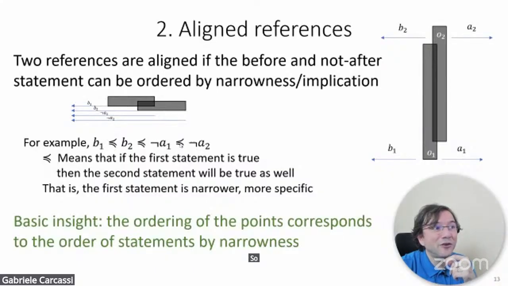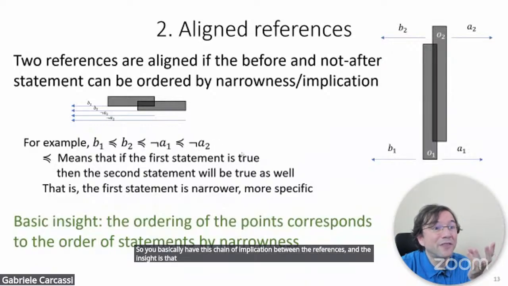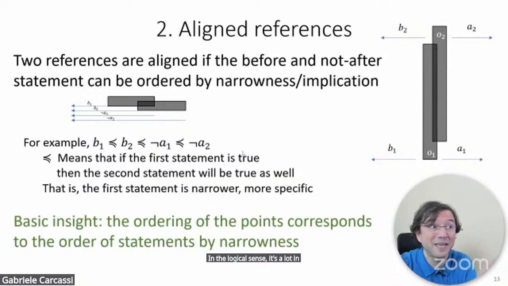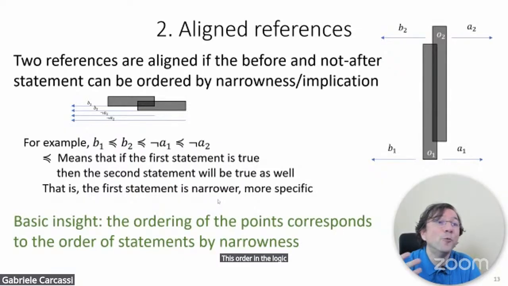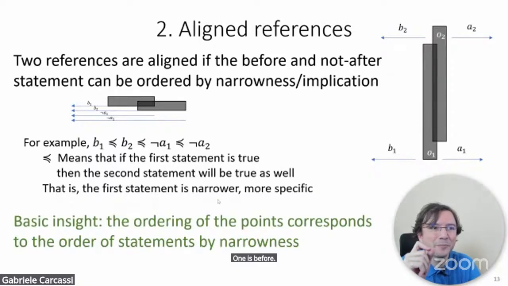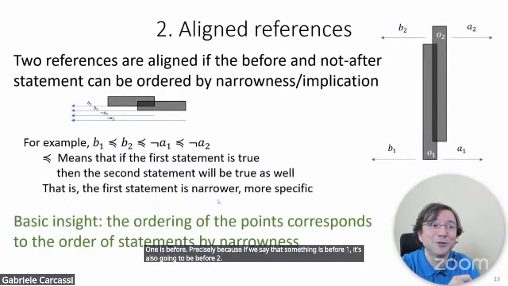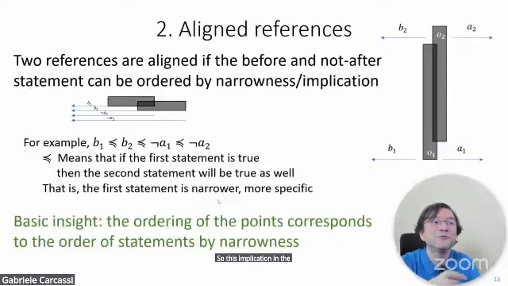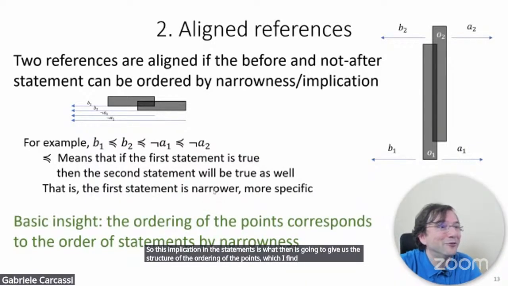So you basically have this chain of implication between the references. And the insight is that this is going to be an ordering in the logical sense, an order in the implication, and implication actually creates a partial order. This order in the logic structure will become the order in the points, such that 1 is before 2 precisely because if we say that something is before 1, it's also going to be before 2. So this implication in the statements is what then is going to give us the structure of the ordering of the points, which I find absolutely beautiful and interesting.